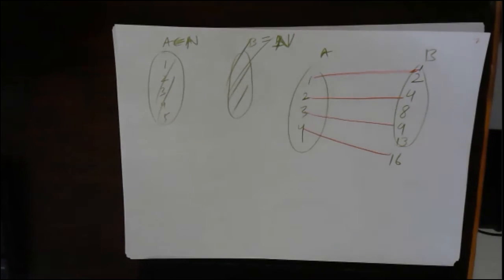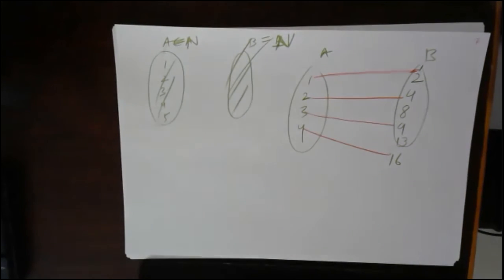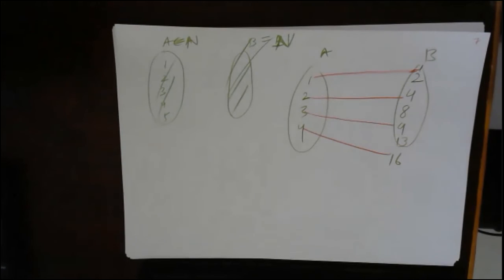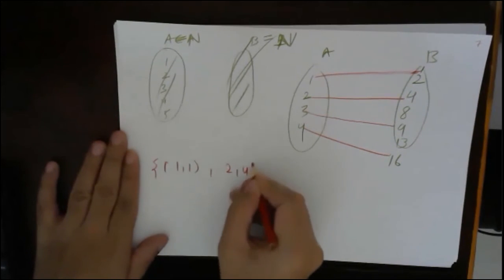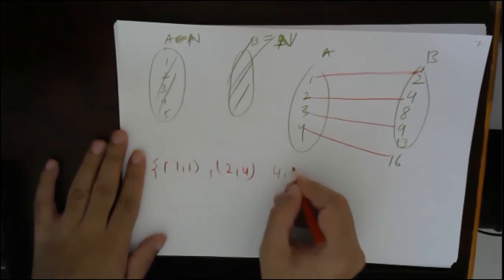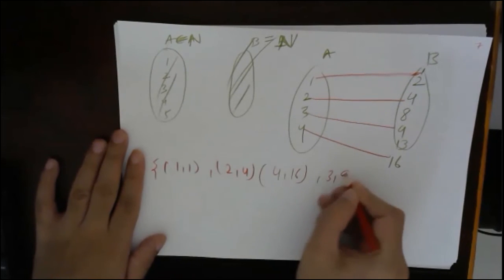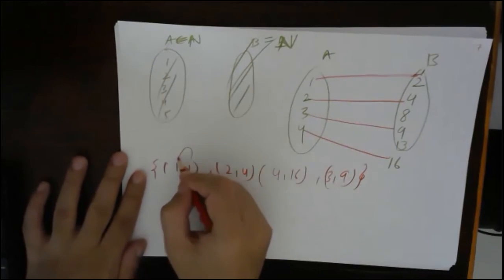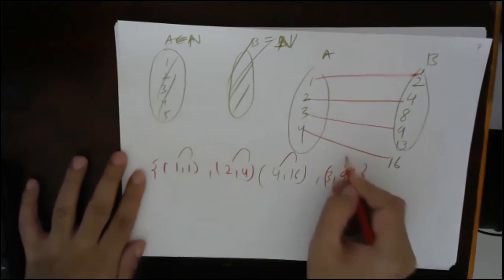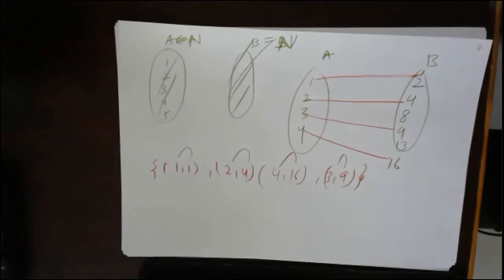Yes, Sanvi, that is correct. That is the roster form. I want you to write the set builder form also. That is correct. That is the roster form. Very good. So roster form will be nothing but 1, 1, 2, 4, 4, 16, and 3, 9. Can you observe something? What is the relation between the elements? What is the relation between the square?